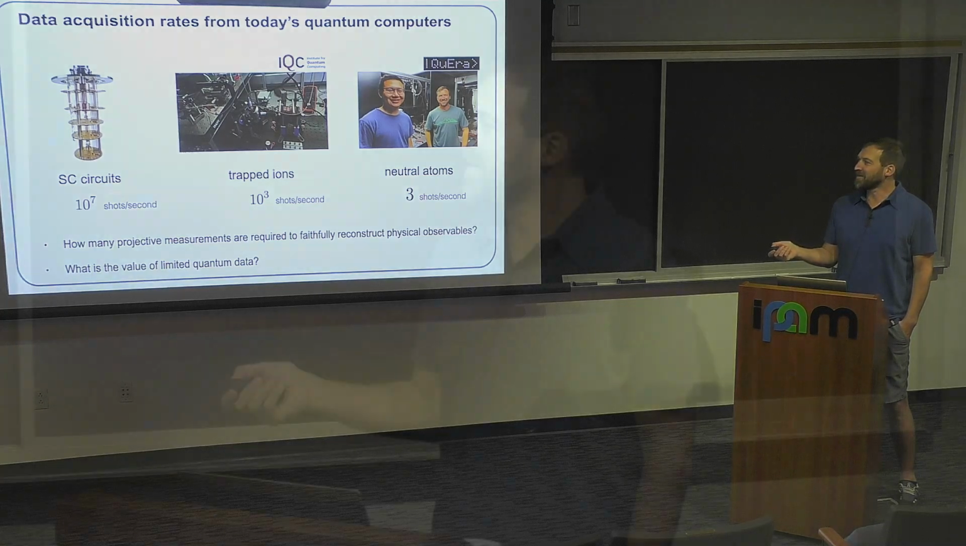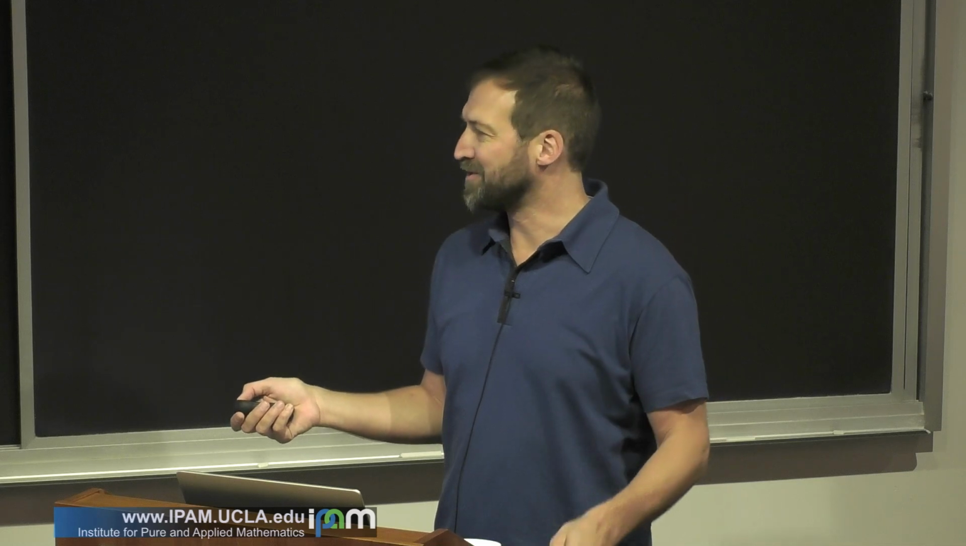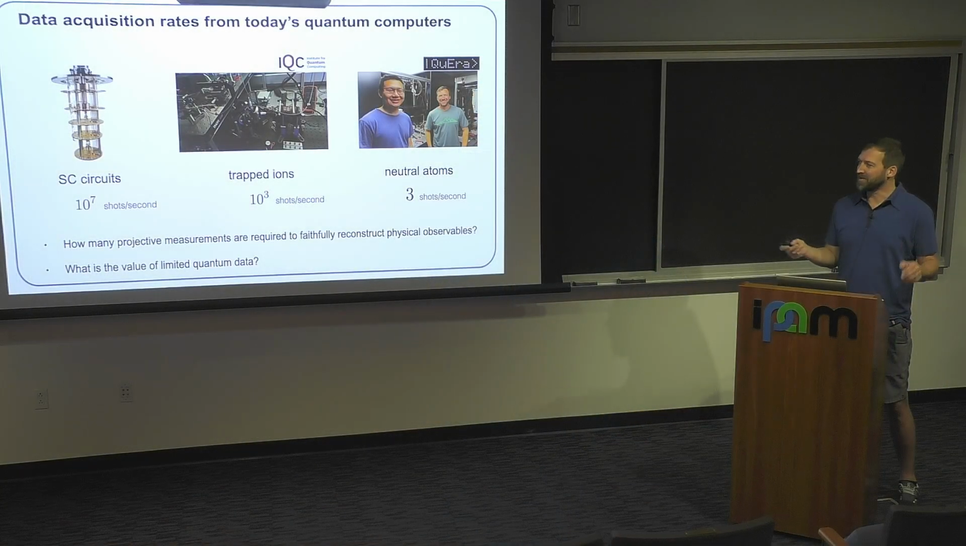The superconducting quantum circuits that you may be familiar with, Google, IBM, Rigetti, D-Wave, are actually very fast data acquisition machines. What I heard about Amazon's machine over the last few days here at Caltech is that you're basically talking about 10^6 to 10^7 shots per second. These are among the fastest data acquisition rates. And by shots, you can imagine something like a projective measurement or POVM, but we're just going to have simple projective measurements.